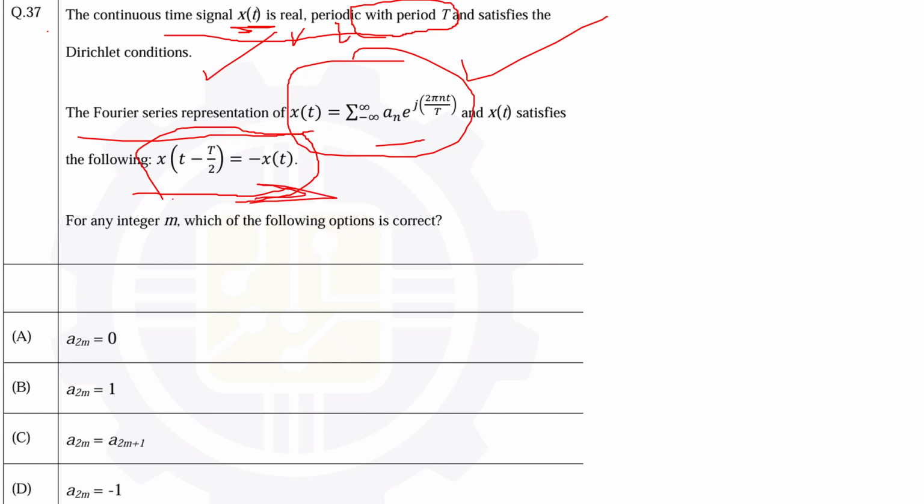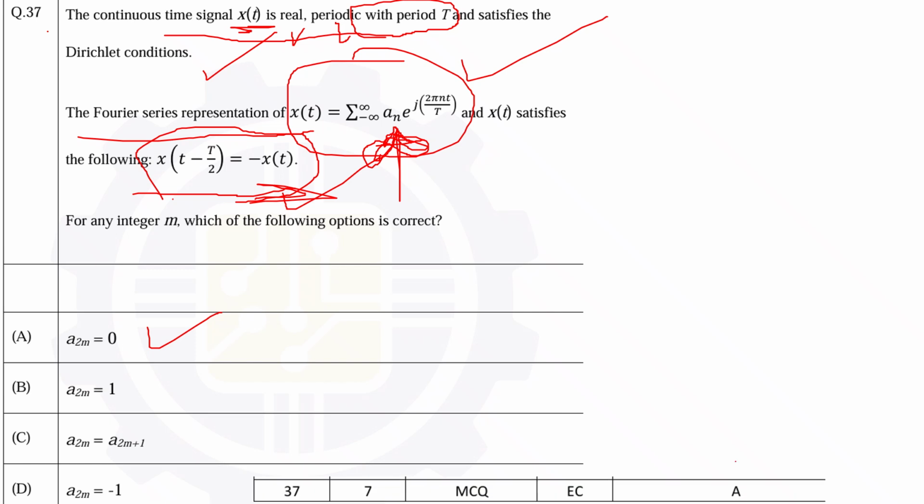Then they are asking about the coefficient. Coefficient means, see here, a_n. So they are asking about the value of this coefficient if it holds this condition, right? As per your answer key, answer A is correct, that is a_2m is equal to 0. So let's see.